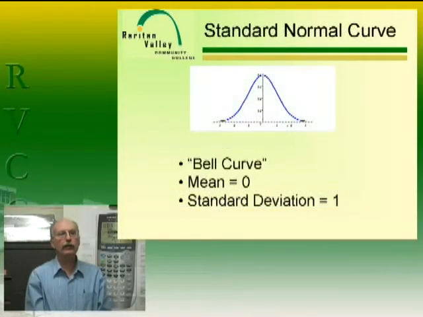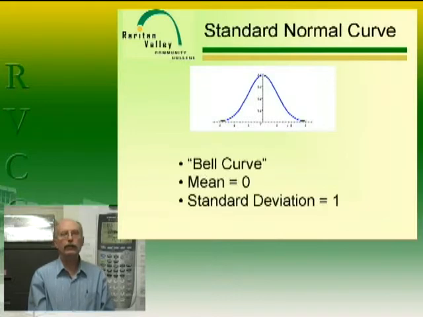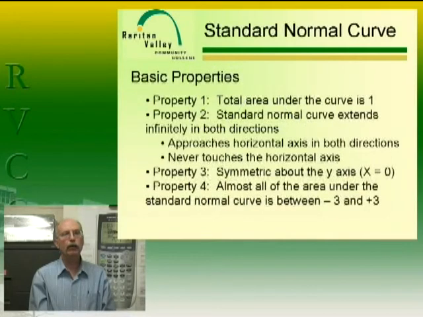Now, as a way of review, the standard normal curve is the bell curve. And the standard curve has a mean of 0 and a standard deviation of 1. Some specific properties of the standard normal curve are as follows. First, the total area under the curve is 1, or 100%. The standard normal curve extends infinitely in both directions. It approaches the horizontal axis in both directions, but it never actually touches it. The third property is that it's symmetric about the y-axis. And the fourth property is that almost all of the area under the standard normal curve is between -3 standard deviations and +3 standard deviations.